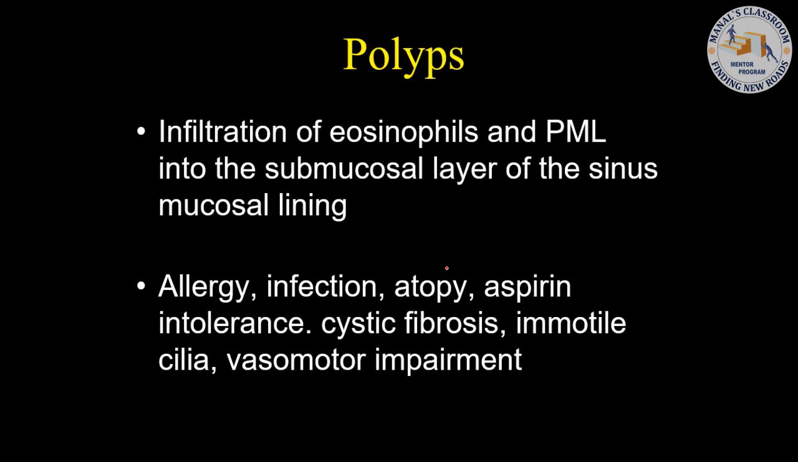A polyp is a distinctly different entity, and a polyp is an infiltration of eosinophils and polymorphous leukocytes in the submucosal lining of the mucosal epithelium. And these are typically seen in patients that have allergies, some type of infection, cystic fibrosis, etc. That's typically the patients that get polyps.